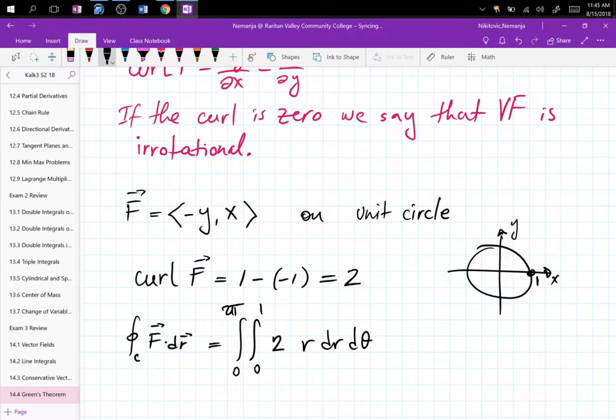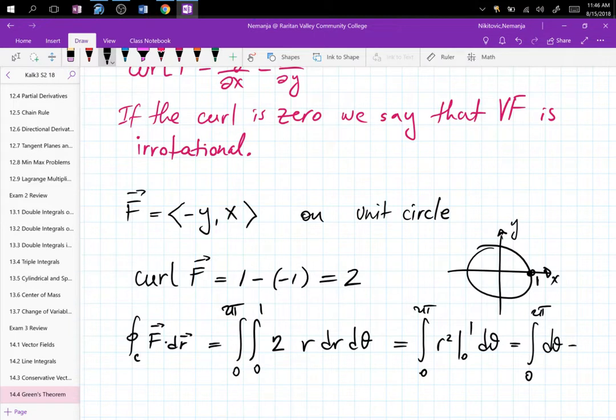So now when you look at this, it's a joke, right? Computing this, remember how many hoops we had to jump through to get parametrization, then get the speed, then plug everything in, right? It was a lot of calculations to get the line integral. As you can see, this is 2 steps, right? When I integrate 2r, I get r squared, so 0 to 2 pi, r squared from 0 to 1 d theta. Well, that's just the integral from 0 to 2 pi of d theta, which is 2 pi. It's a single line calculation.